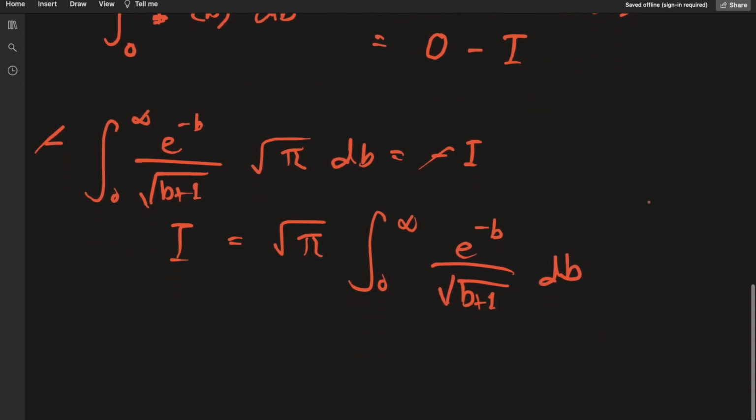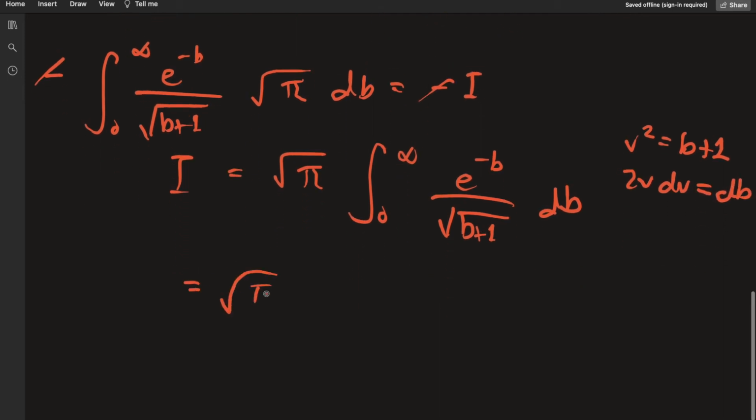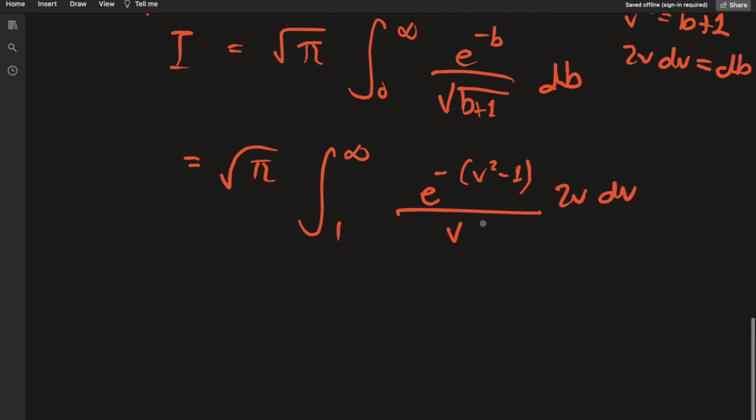Now introducing a substitution isn't something remarkable or something that you wouldn't consider. 2v dv is db, and the upper and lower bounds change accordingly, and they become going from 1 to infinity. We have e to the negative, b becomes v squared minus 1 over v, db is 2v dv. Cancel out the v's, take the 2 outside, and the e to the positive 1, which will just be e, and integral from 1 to infinity e to the negative v squared dv.